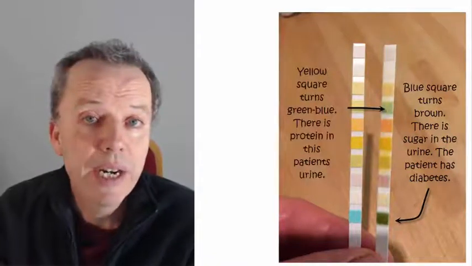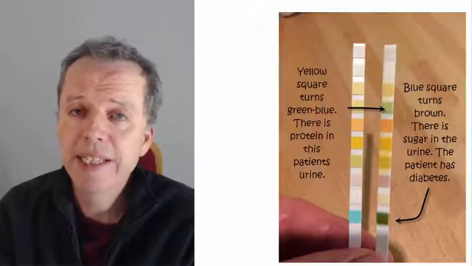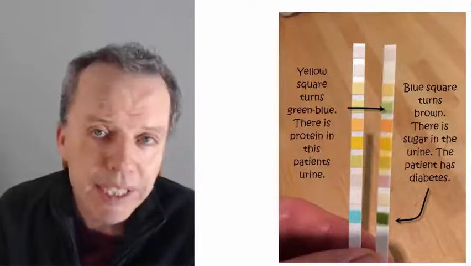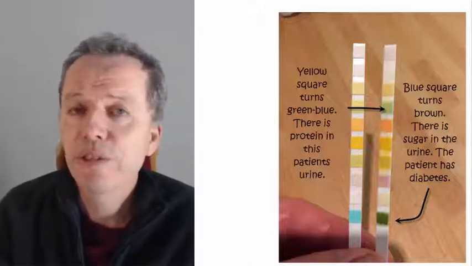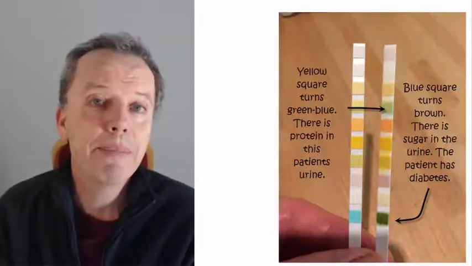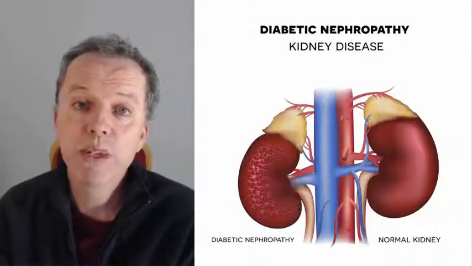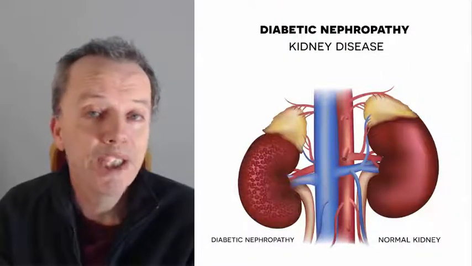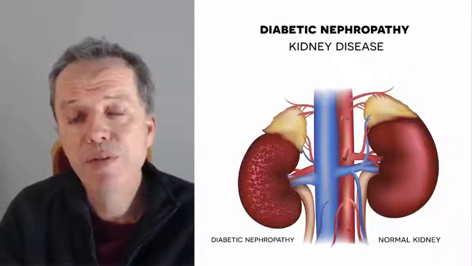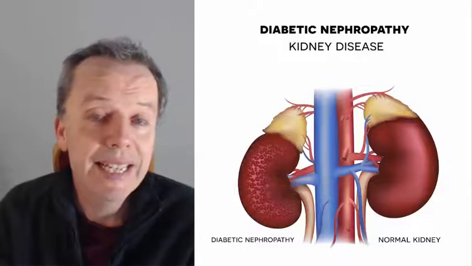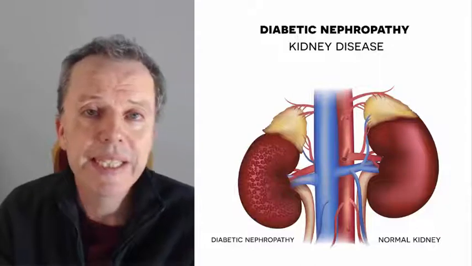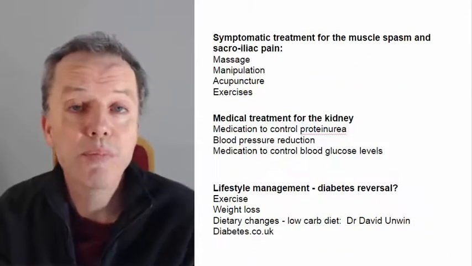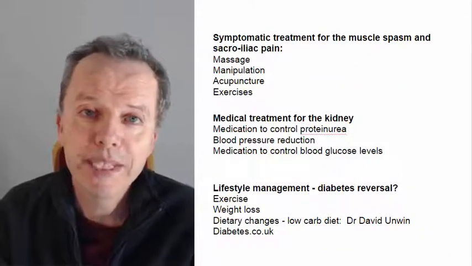Furthermore, the square that indicates whether there's protein in the urine shows that there is protein in the urine, which there really shouldn't be, and that suggests that the filtration process that should be happening in the kidney really isn't working as well as it should be, because the patient may have diabetic nephropathy, which is where the kidneys tend to deteriorate with the diabetes, and this causes all sorts of problems, including kicking off problems in the back.